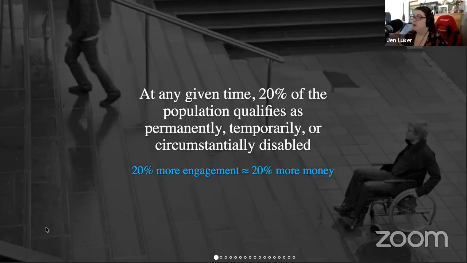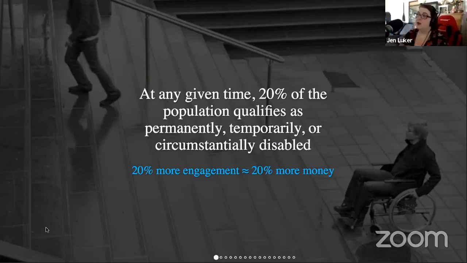At any given time, 20% of the population, between 19 and 20, depending on what you look at, qualifies as permanently, temporarily, or circumstantially disabled. So with 20% more engagement, you have the opportunity to make 20% more money. According to the World Health Organization and the US census, it's about 1 in 5, about 20% of the people who identify as having a disability. Those are permanent disabilities. That doesn't include the temporary or circumstantial disabilities.